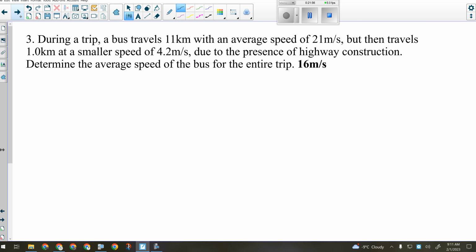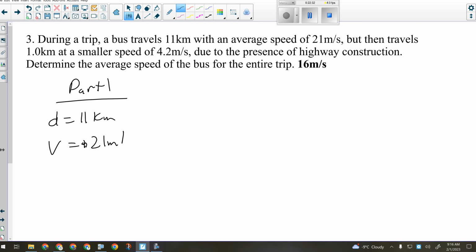I would like you guys to try that one. It's very similar to the one we just did, except this one's all scalar. There's no directions or vectors to be concerned with. A bus travels 11 kilometers. So we know in part one, the distance is 11 kilometers, and it does that with an average speed of 21 meters per second.